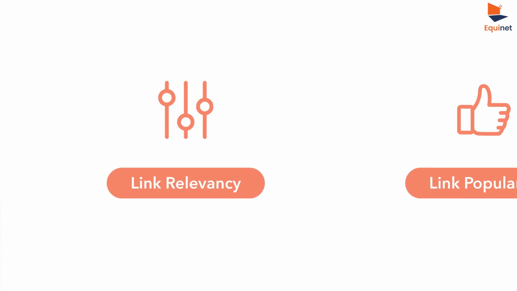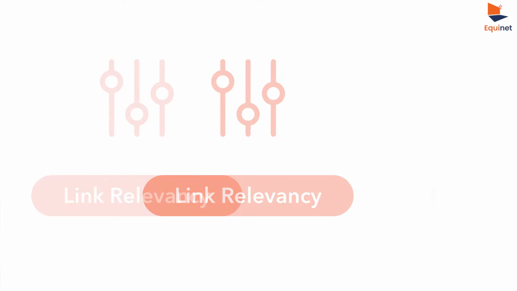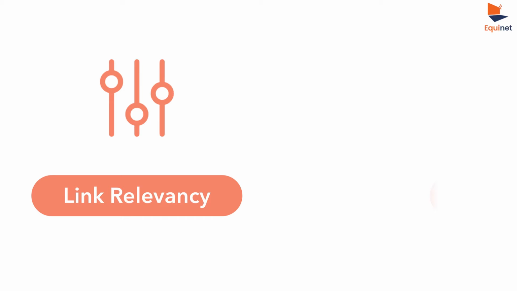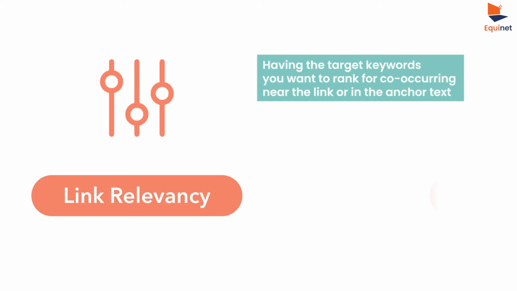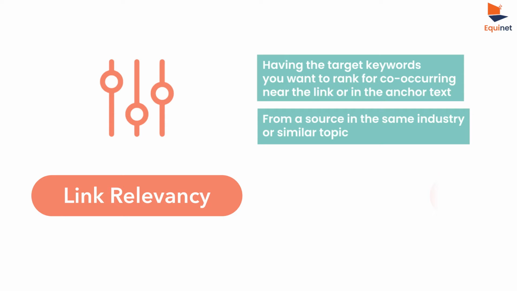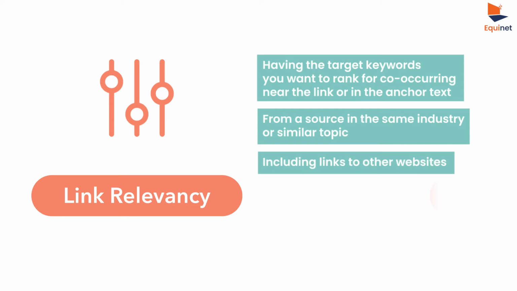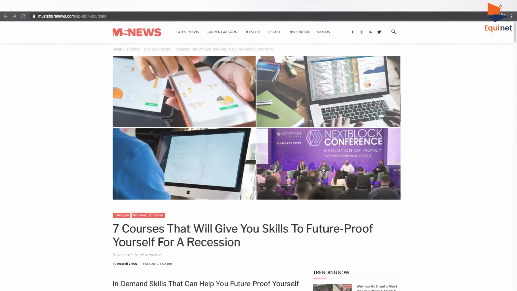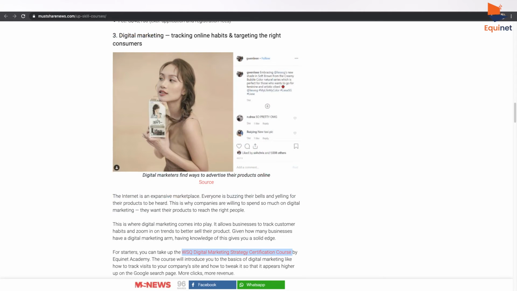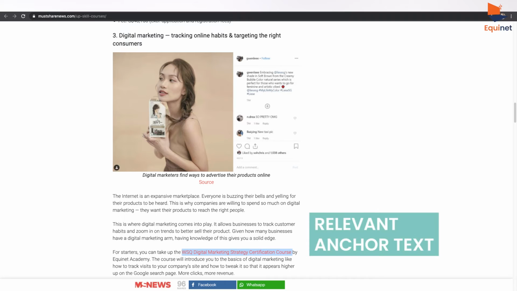Besides authority, link relevancy is also important. Relevant signals include having the target keywords you want to rank for co-occurring near the link or in the anchor text, a source in the same industry or similar topic, and including links to other websites in the same industry or similar topic. For example, the topic of this post is about digital marketing courses, which links to Equinet's digital marketing course with a relevant anchor text.